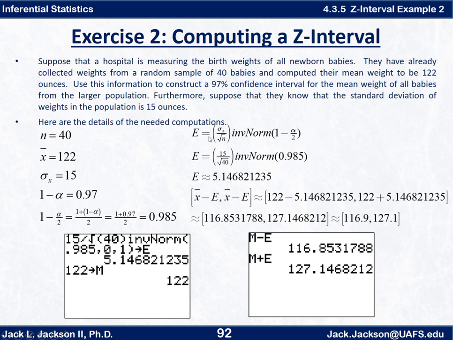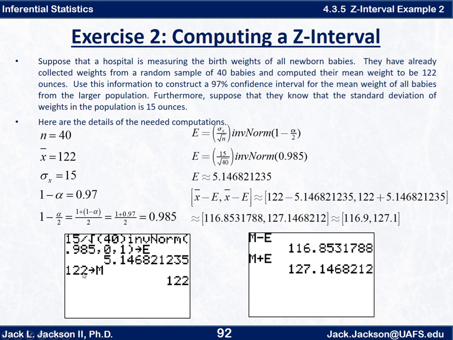All right, now then you need to know this formula. The margin of error is sigma of x's divided by square root of n times the inverse norm of 1 minus alpha over 2. As I just said, the 1 minus alpha over 2 is 0.985. The 15 is for the sigma, and the 40 is the n. Plug this in your calculator, as you see done here. 15 divided by square root of 40 times inverse norm of 0.985, comma 0, comma 1. Store it as e, or you can leave off the 0, 1 and store it as e, still the same thing. And so I figured out that value of 5.146821635 as our margin of error. And I've stored it as e.